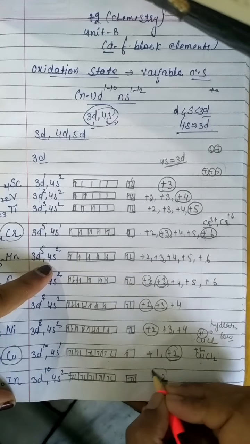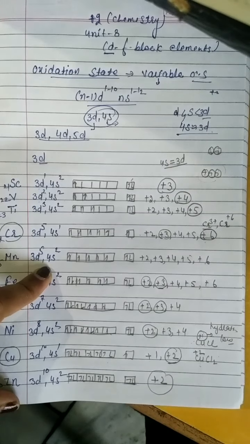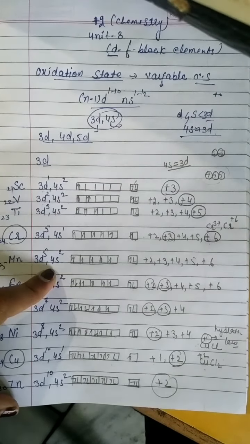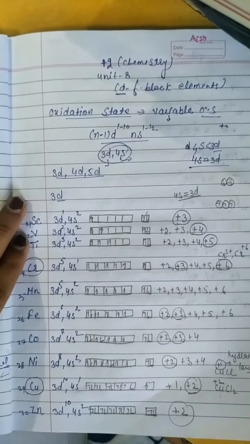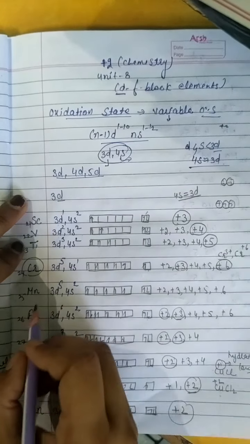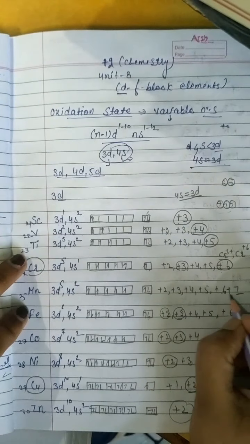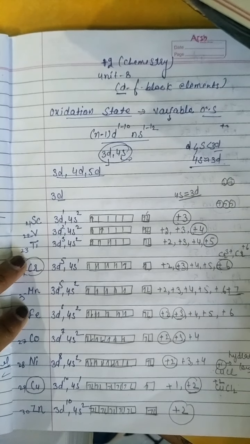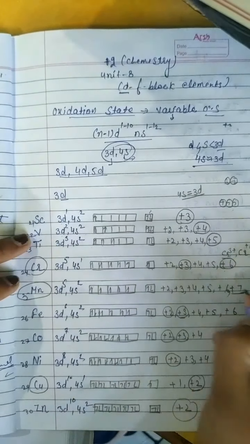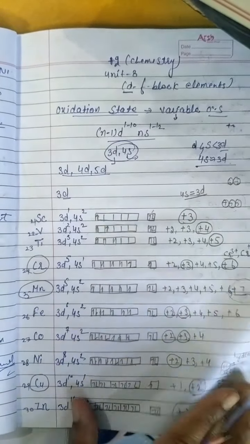In the case of zinc, zinc 2 positive is more stable. This is about the variation of oxidation state of the 3d orbital. If we're talking about the 3d transition series, manganese shows the maximum oxidation state, that is the +7 oxidation state. Here in the 3d series, the maximum oxidation state is shown by manganese.